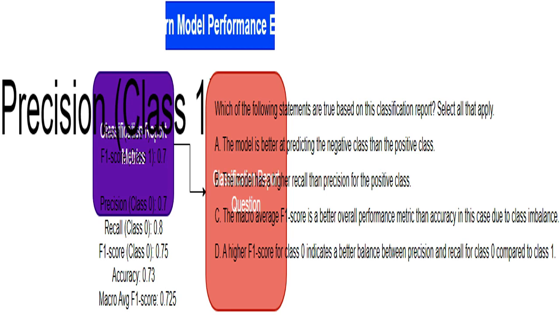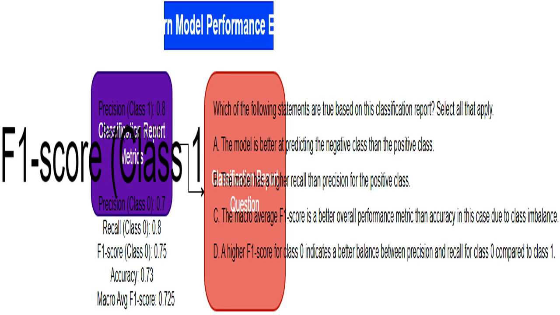The recall for class 1 is 0.6. This tells me that the model correctly identified only 60% of the actual class 1 instances. It measures how well the model finds all the positive instances. This is the core question. I'll evaluate each statement using the provided metrics.